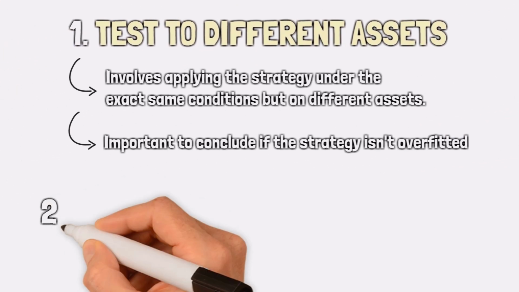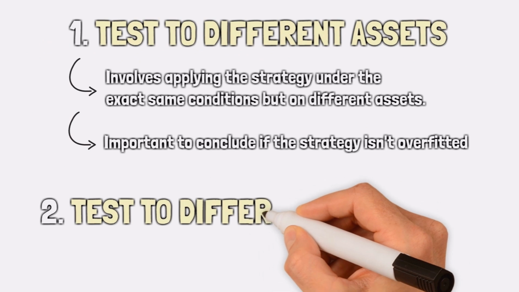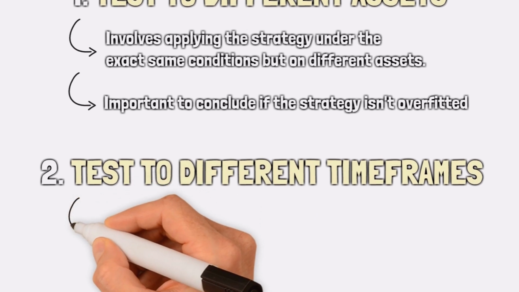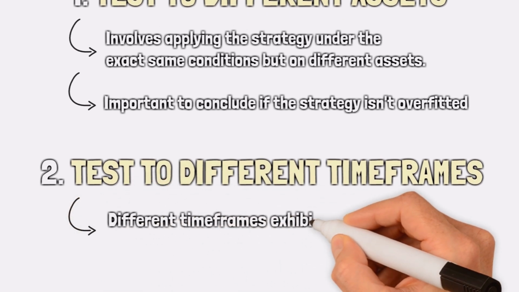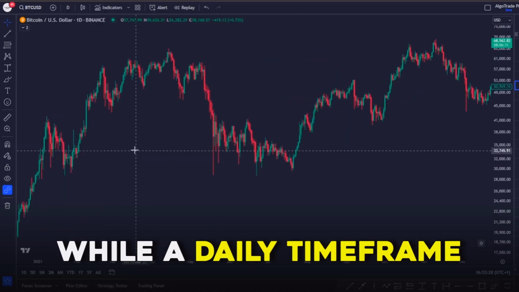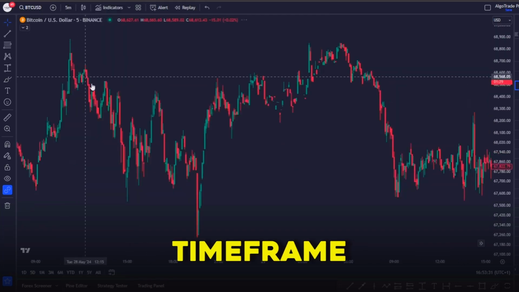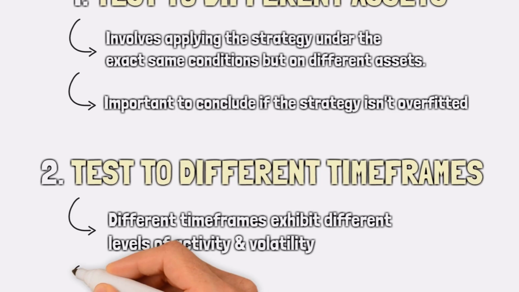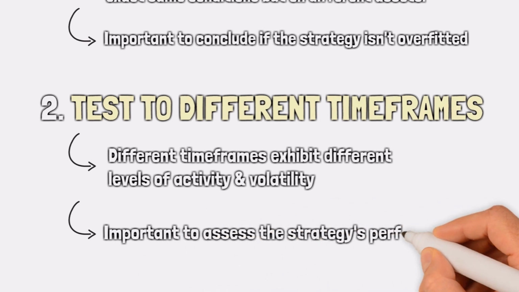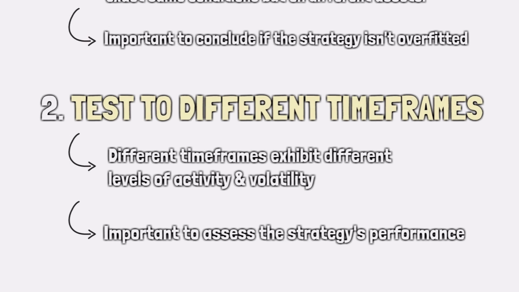Now let's move on to the second robustness test, which involves testing the strategy on different timeframes. As you know, different timeframes exhibit different levels of activity and volatility. While a daily timeframe is smoother, a smaller timeframe has more volatile changes. Therefore, testing our strategy on different timeframes is also a significant test to assess its performance.